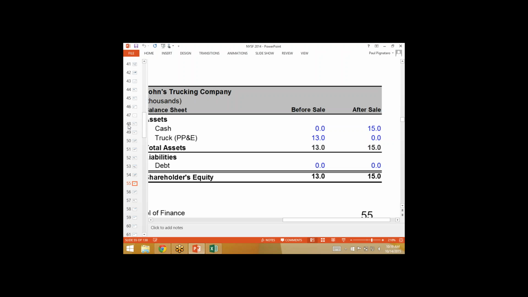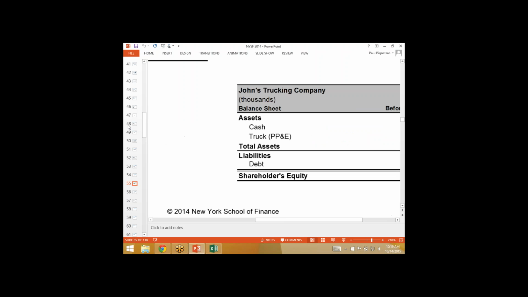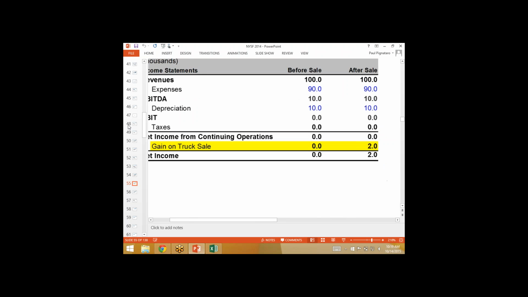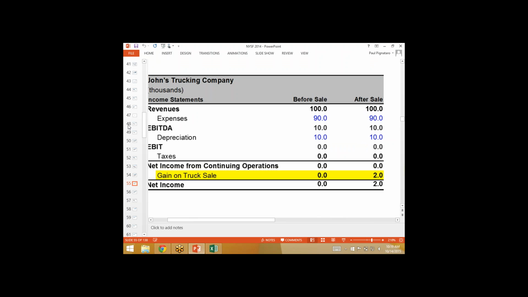How does this flow from the cash flow statement? How does shareholders' equity go up by $2,000? How does cash go up by $15,000? But the value of the truck only goes down by $13,000. Well, this is the way we typically record it. And for now, forget tax implications. We'll do on the board examples of tax implications.